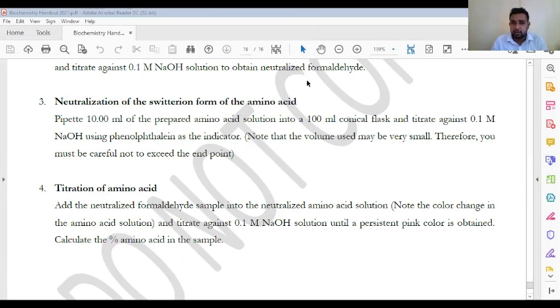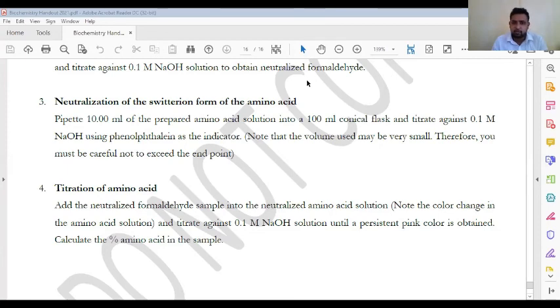So that is a little bit different from zwitterionic form, zwitterion property. You know that amino acids contain an NH2 amine group as well as a carboxylic group, COOH. So an amino acid can act as a base as well as an acid. That is the amphoteric property of amino acids.